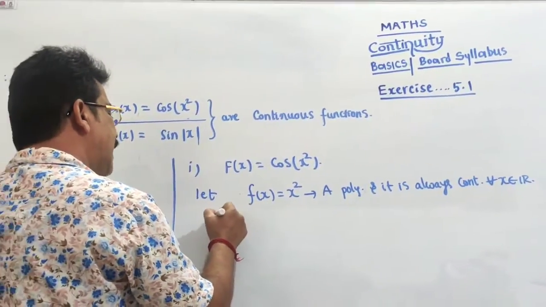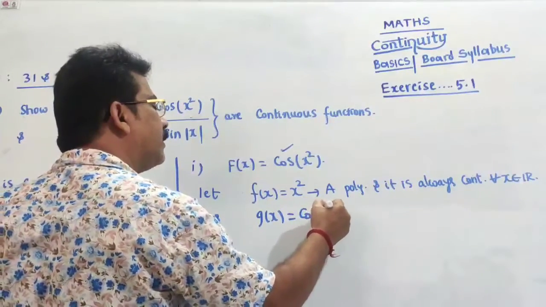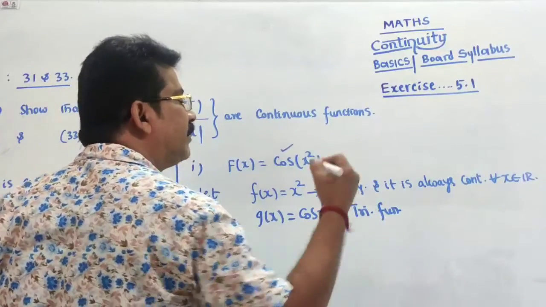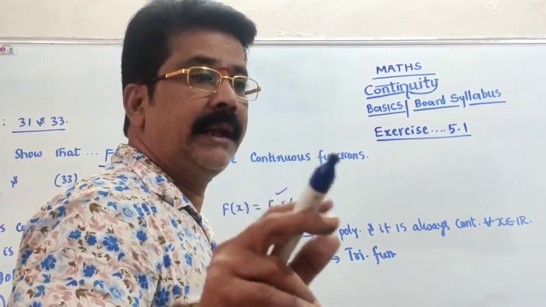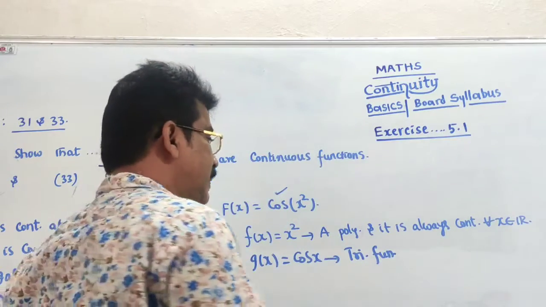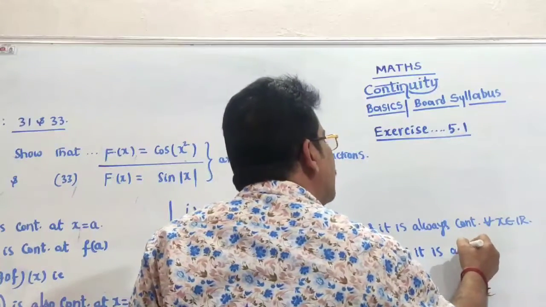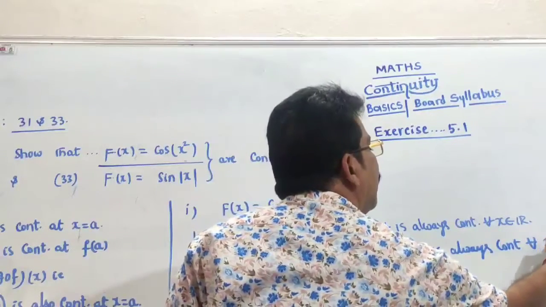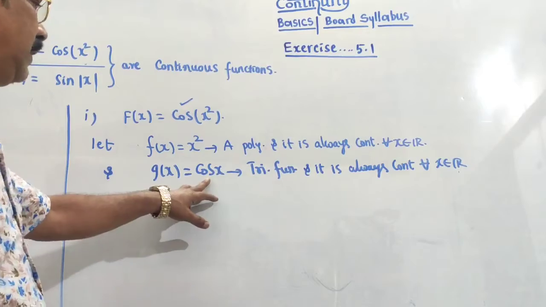Okay, next let g of x equal to cos x. Actually it is a trigonometric function. Every trigonometric function is continuous at their respective domains. I said in the standard results. Trigonometric function, and it is always continuous for all x belongs to capital R, because capital R is the domain of the cos function.